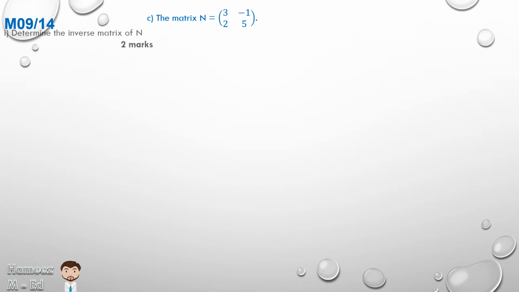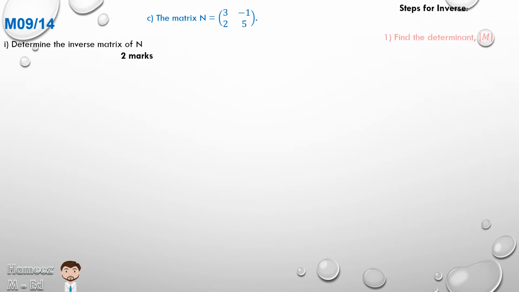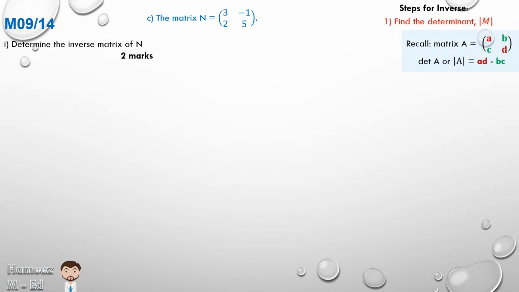In part C, the matrix N is equal to 3, minus 1, 2, 5. And part 1 of that, they're asking us to determine the inverse of this matrix. So let's look at the steps for it. The first step will be to find the determinant of that matrix. And we went through this just now, which was that if the matrix A is a, b, c, d, then it will be ad, the red terms, minus the green terms, minus bc. So let's apply it here.